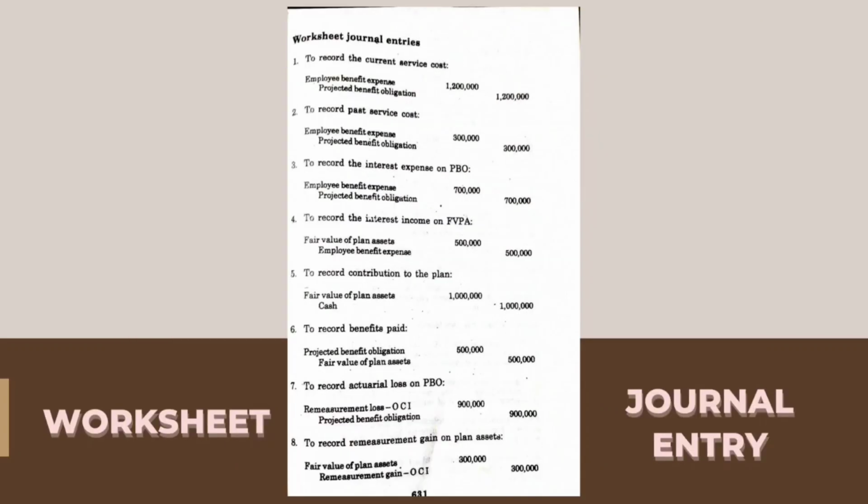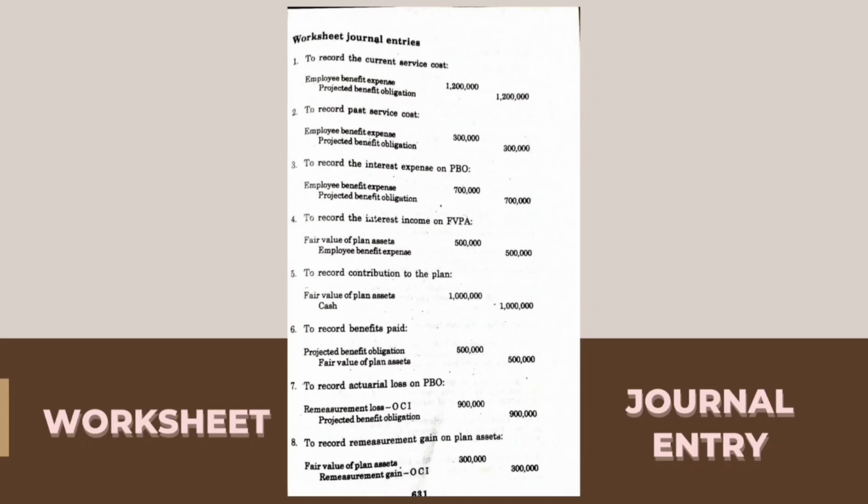And next, it will be the worksheet journal entry. So to record the current service cost, we'll debit employee benefit expense, which is 1,200,000, and credit projected benefit obligation, which is 1,200,000 also. So to record the past service cost, debit employee benefit expense, which is 300,000, and projected benefit obligation, which is 300,000. So to record the interest expense on PBO, employee benefit expense 700,000, projected benefit obligation, which is also 700,000.